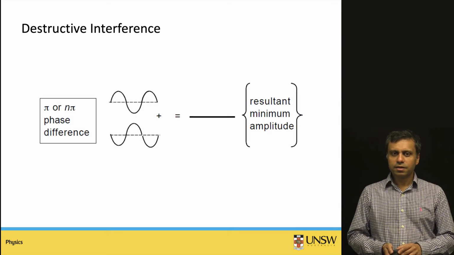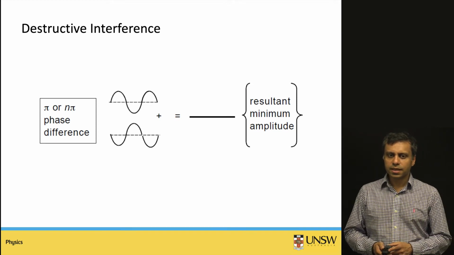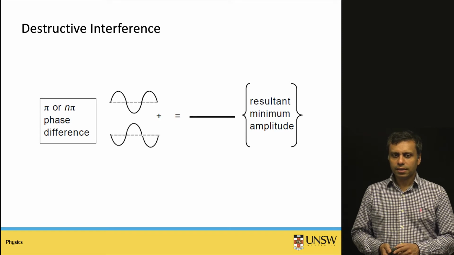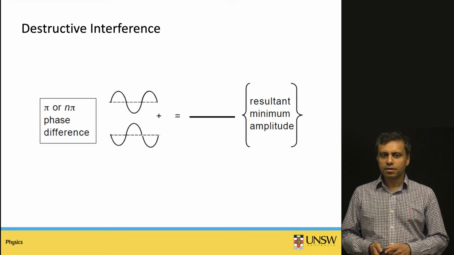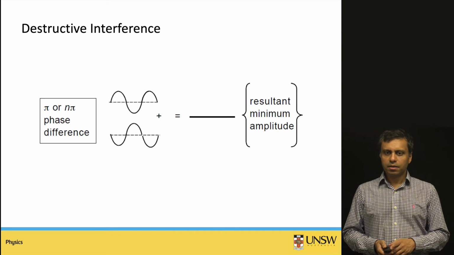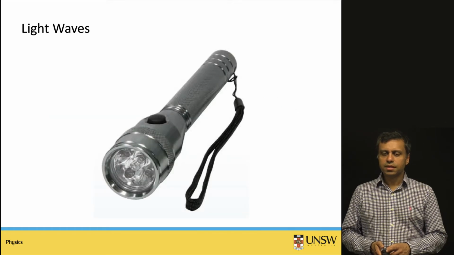And this figure again revisits destructive interference. Here the phase difference is basically n pi, n being an odd integer, and then we see that the waves are completely out of phase and they annihilate each other. The resultant has minimum amplitude.